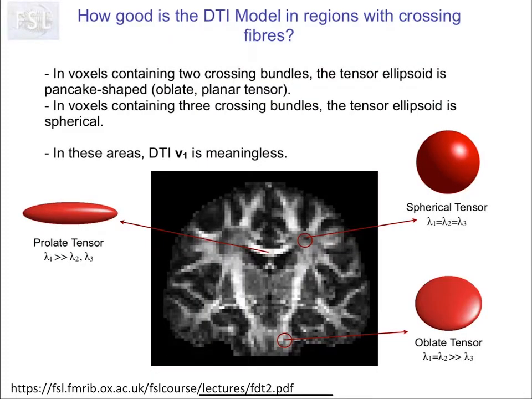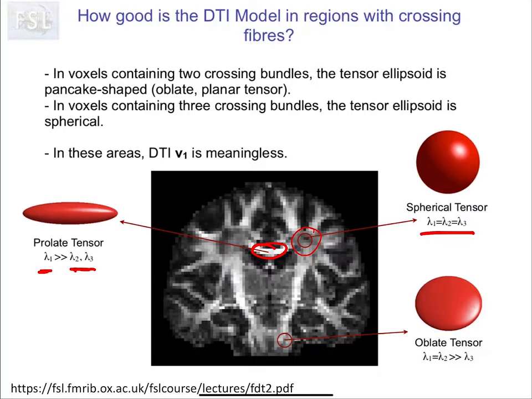So this is just another model showing, in certain areas here, the DTI does really well. So here, the first eigenvalue is much greater than the other two eigenvalues. So there's a clear direction of diffusion. Okay, so you can feel fairly confident of interpreting what's happening there. But if you look here, there's a spherical tensor here with all the eigenvalues the same.